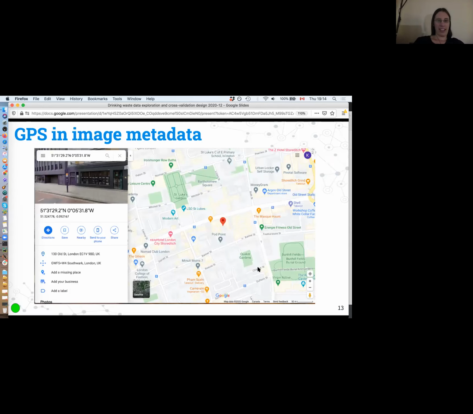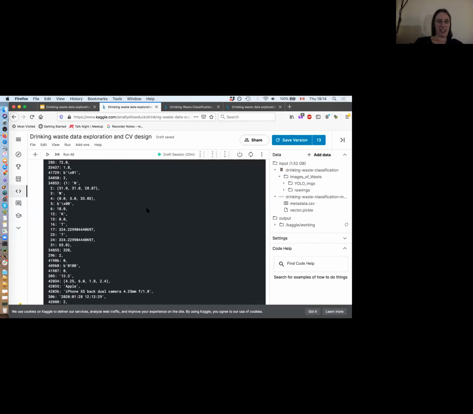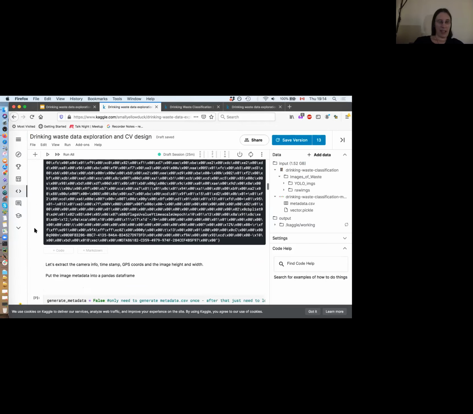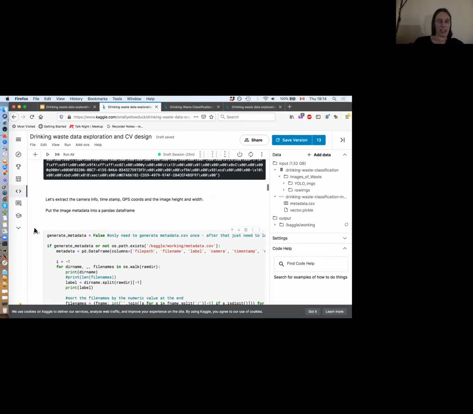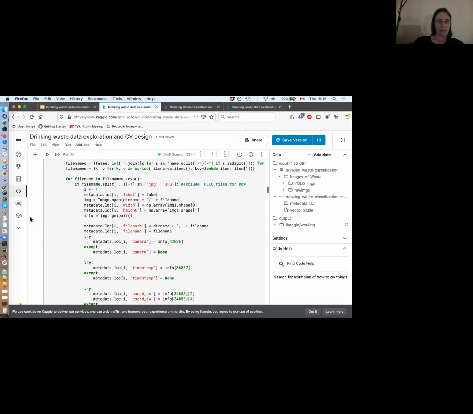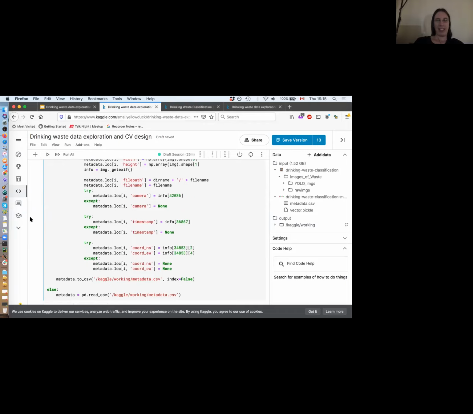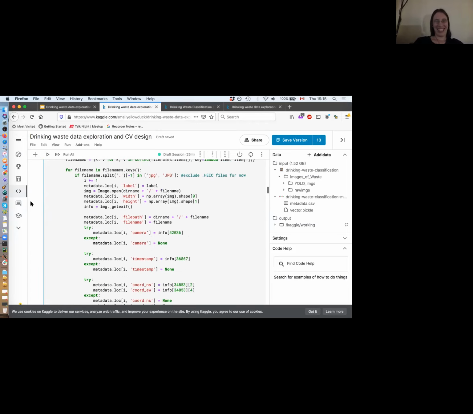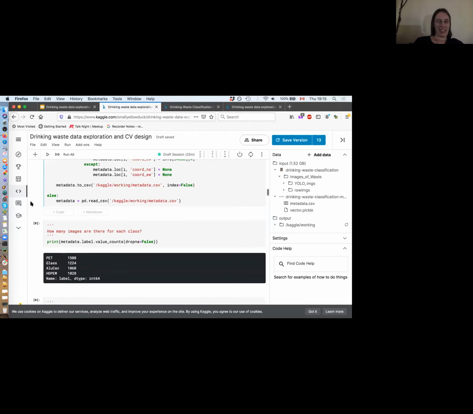Okay, let's go back to the metadata here. So we pulled up this metadata out of this image, and I have a little bit of script that's going to extract the camera info, so whether it's an Apple or not, the timestamp, the GPS coords, and actually the image height and width. I'm just going to put that into a pandas data frame, which, for the non-data people, is basically SQL, but for Python. Basically a database tool.